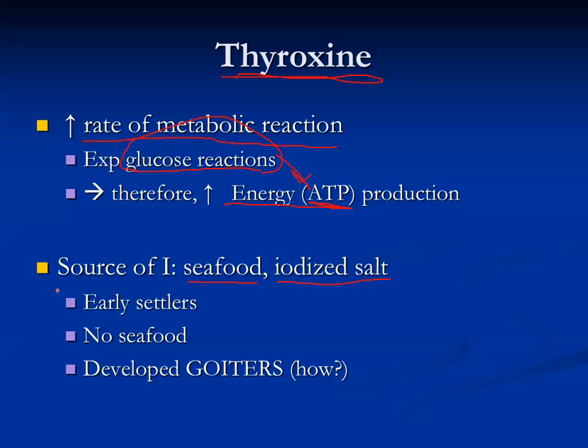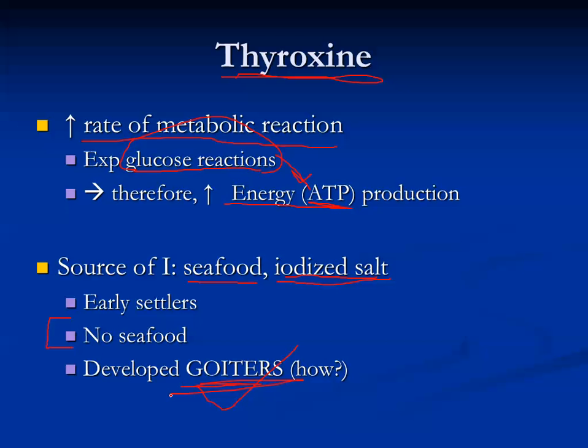Early settlers in America. The early colonists, at first they did live by the ocean, but then they began to migrate inland. And when they migrated inland, there was no seafood as a source of iodine, and obviously there was no iodized salt. And they developed a condition called a goiter. A goiter is an enlarged thyroid gland. So, have you ever heard of a goiter before? Have you ever seen anybody with a goiter? Perhaps not, but this used to be not an uncommon medical condition.